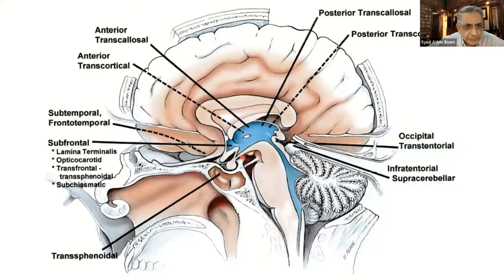Occasionally you will have a tumor over here, which can be approached better if it's bulging out. It can be approached better through the lamina terminalis.